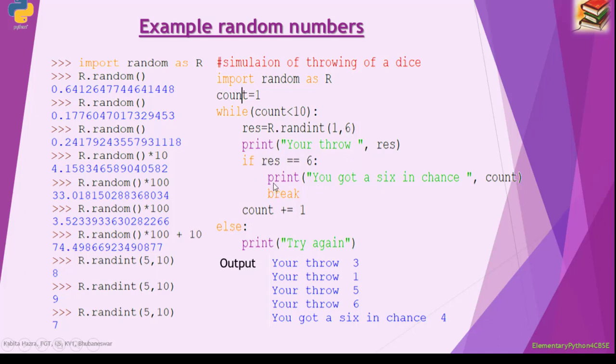We are comparing whether the result is a 6 or not, and if it is a 6, then we conclude. And each time we throw a dice, we increment the counter. If after 10 throws it does not get 6, then we print a message, try again.